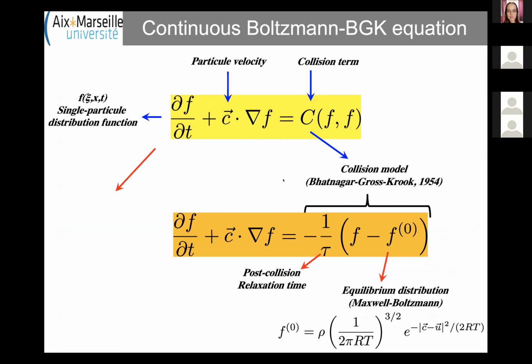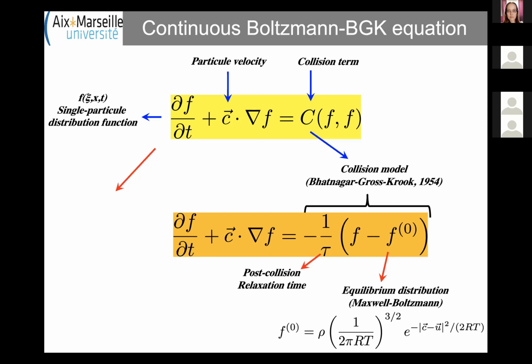Just a few words about the equations themselves. What I've put on the top in the yellow part is the original Boltzmann equation. This is a continuous Boltzmann equation. We can see that we have a linear advection term on the left-hand side because C is a particle velocity. It's not the fluid velocity. And on the right-hand side, you have the collision term, the term that is used to model the fact that particles can interact.